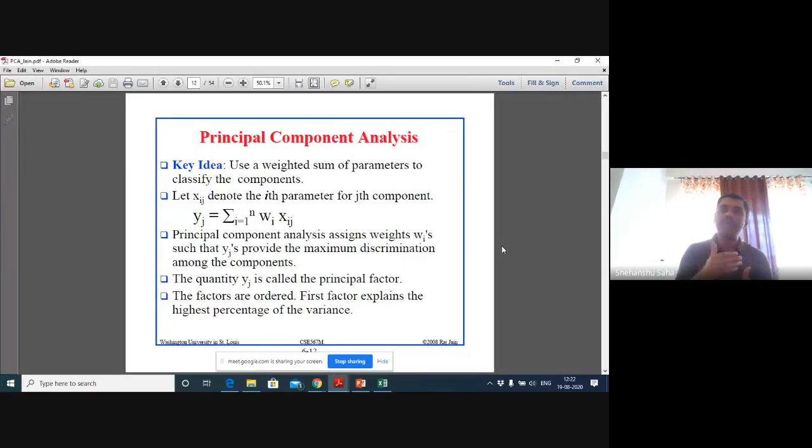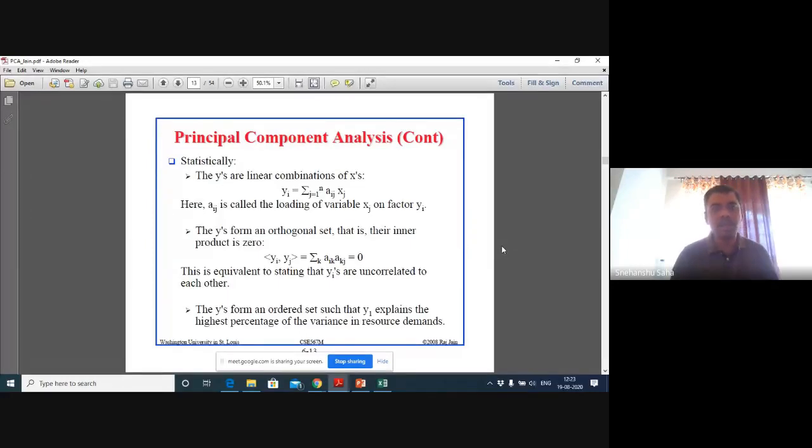Once you compute the principal factors and compute the contribution of the principal factors to your final response variable, you order them and see which ones are most dominant, and you identify those as the principal factors. This dominance is usually measured by the amount of variance it can affect towards the final response variable. As I said, all the principal factors are nothing but linear combinations of x's.